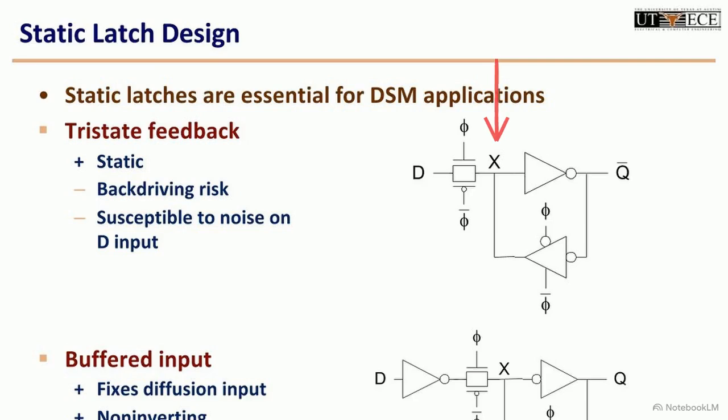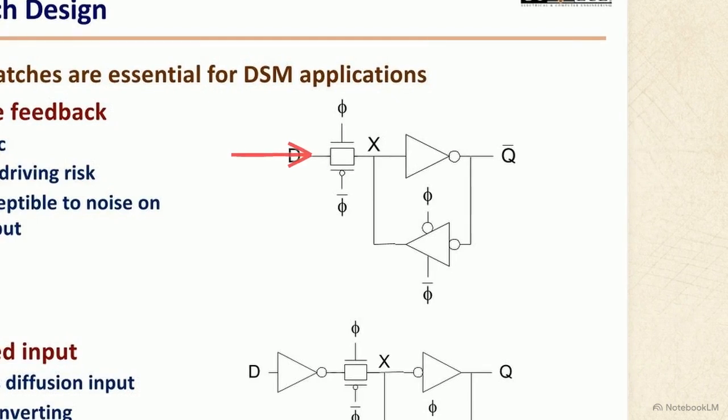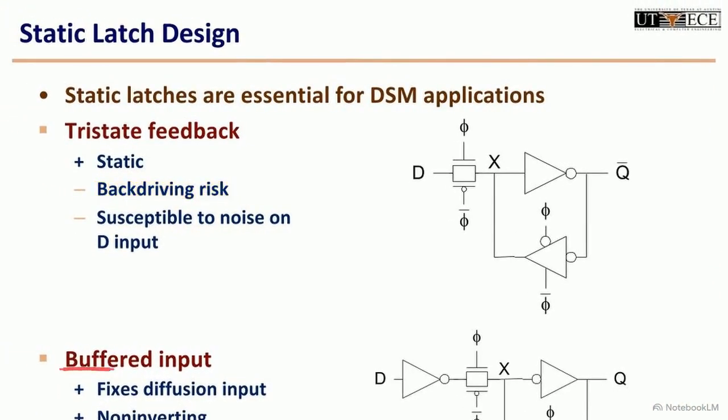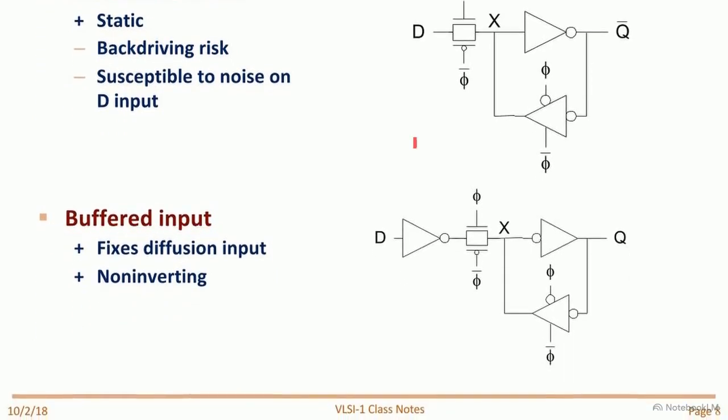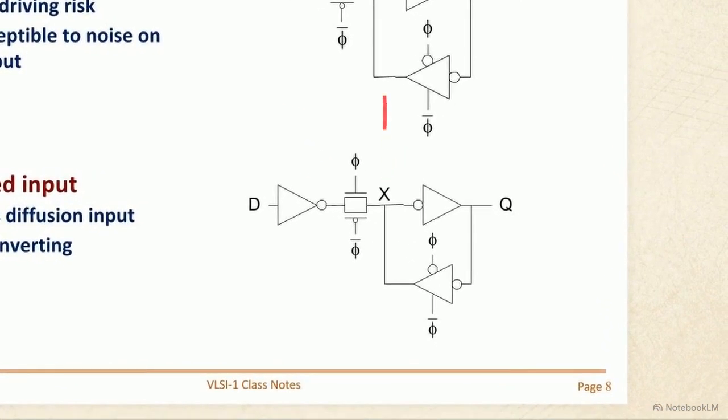This is the baseline topology for a tri-state feedback latch. Its flaw lies exactly here, at node X. Because the internal state node connects directly to the transmission gate, any heavy noise on the D input can bleed backward into the logic. This backdriving corrupts the stored state and ruins the calculation. To prevent this, standard cell libraries rely on the buffered input latch. By placing an inverter at the front of the gate, it physically isolates the internal state node from the noisy input wire, eliminating the backdriving risk entirely.